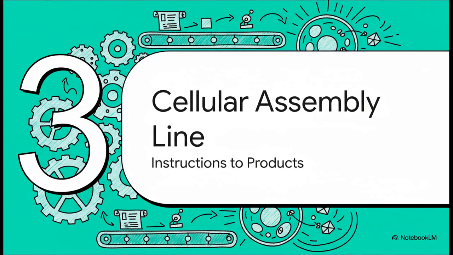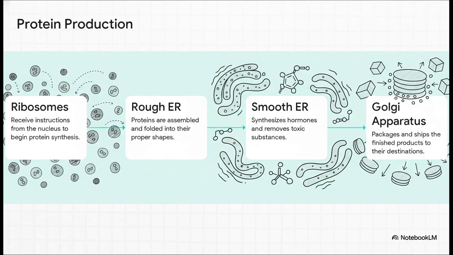So the CEO has sent out the new instructions. Where do they go? Well, they head straight to the factory floor, the cellular assembly line. This is where those blueprints get turned into actual products that do all the work. And here's that assembly line in action. First, the instructions land at the ribosomes, which are like the little machines that actually build the proteins. From there, those brand new proteins get shuffled over to the rough ER to be assembled and folded into just the right shape. Nearby, you've got the smooth ER handling other gigs, like making hormones and getting rid of toxins. And then finally, everything arrives at the Golgi apparatus. Think of it as the cell's shipping department, where all the finished products are packaged up and sent out.